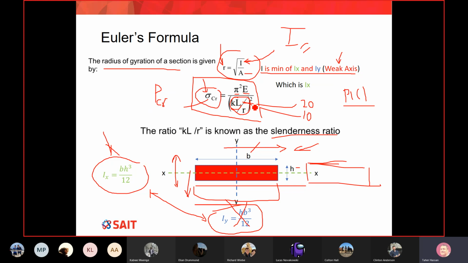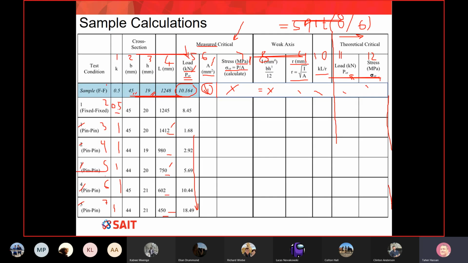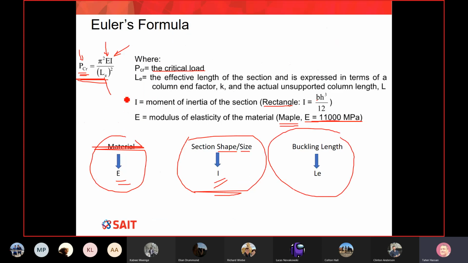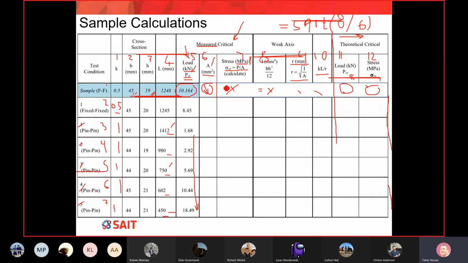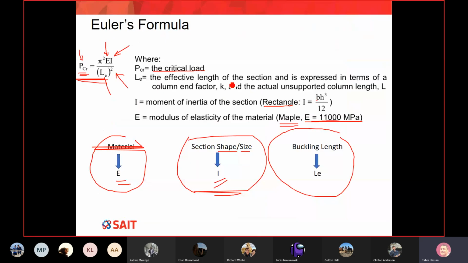Did I find already KL over R somewhere in my Excel file? Yes, I did. So column number 10, you square that, and you should be able to find the stress. Now, can I find the force? One way to find the force is to use this equation: pi squared constant multiplied by E, which is 11,000, multiplied by I, because in my Excel file I already found the I, which is in column number 8, and then divide by LE squared.